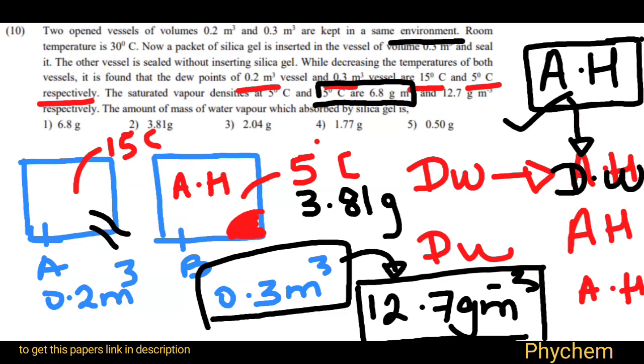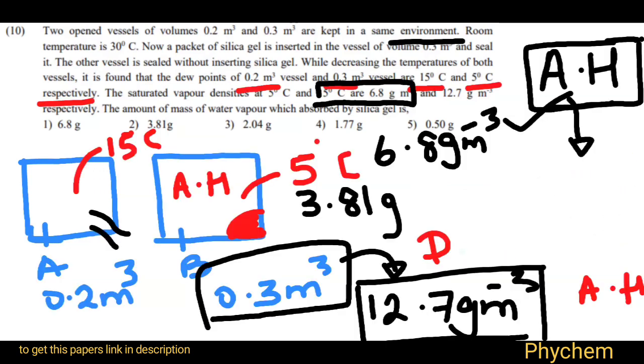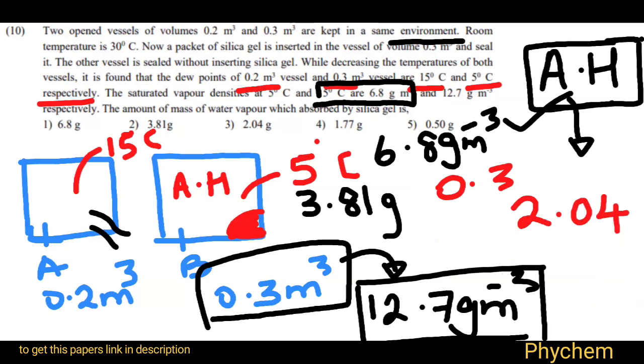So after putting silica gel, you know that the dew point gives 6.8. So by using this 6.8, the absolute humidity of the container B will be 6.8 gram per meter cube. That means the amount of water vapor available in a meter cube, but you didn't take a meter cube, you take only 0.3 meter cube. So you have to multiply 6.8 into 0.3, which will give you the amount of water after silica gel absorbs the water vapor. So 0.3 into 6.8 will end up as 2.04 grams.